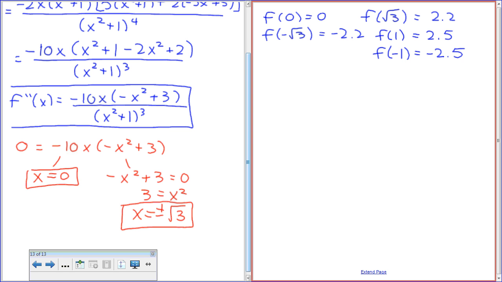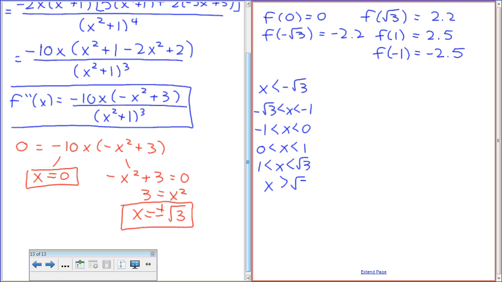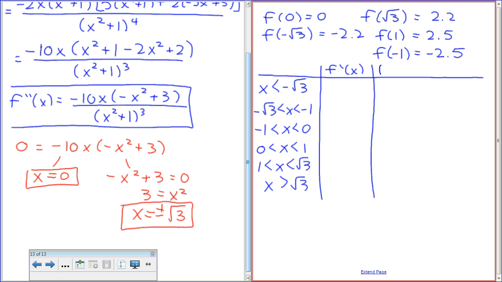So I'm going to do my intervals. All my intervals are listed right here. I'm going to start with x is less than negative root 3. Negative root 3 is less than x is less than negative 1. Negative 1 is less than x is less than 0. 0 is less than x is less than 1. 1 is less than x is less than root 3. And x is greater than root 3. Then we're going to have f prime of x, f double prime of x, and then your shape.